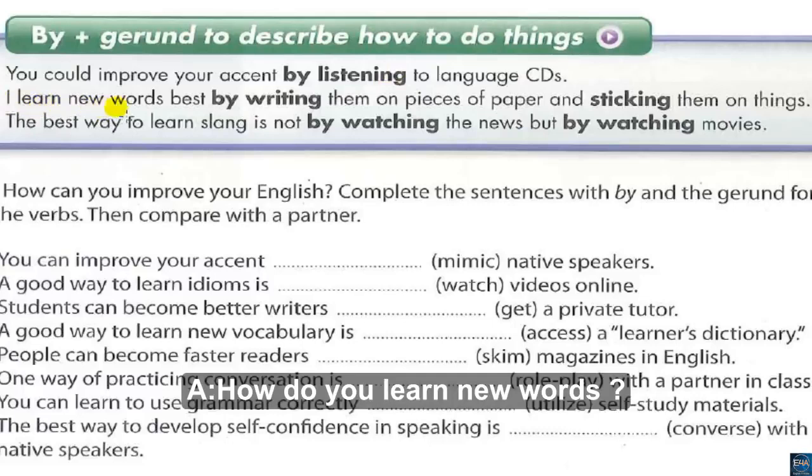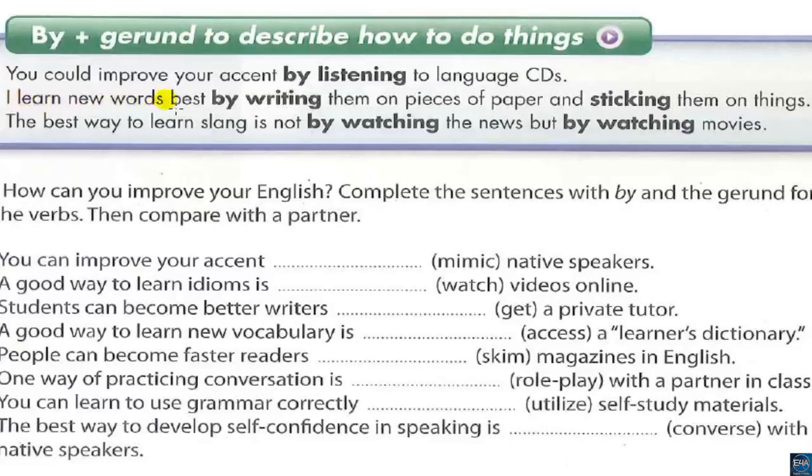How do you learn new words? I learn new words best by writing. By writing, British. American, by writing. I can make here T soft D, W silent. I learn new words best by writing them on pieces of paper and sticking them on things.